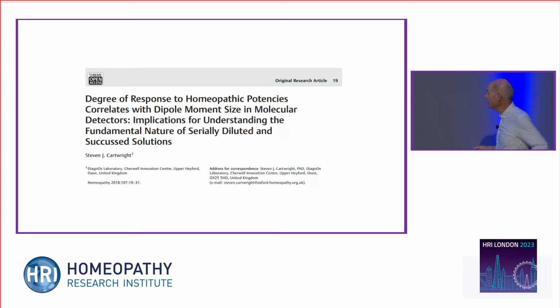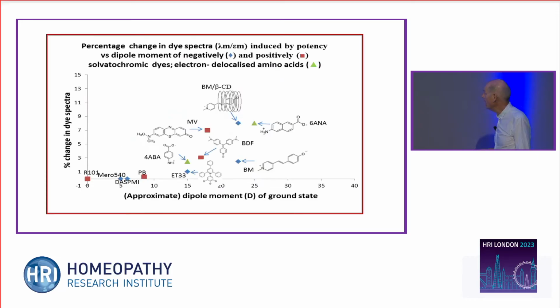The next paper then was looking at a whole lot of different solvatochromic dyes, and just to show you that there's some sort of correlation between the degree of effect of a potency and the dipole moment at the ground state of the molecule. I think it also applies to the excited state, for those of you who are familiar with the way electrons move, but it doesn't correlate with the transition dipole moment. Why, I don't know, but it's an observation that needs to be clarified at some point.